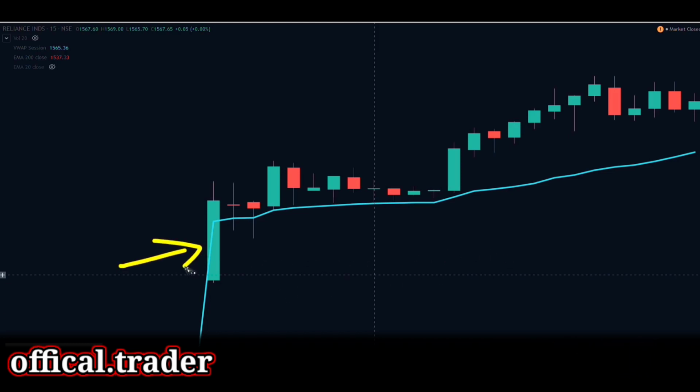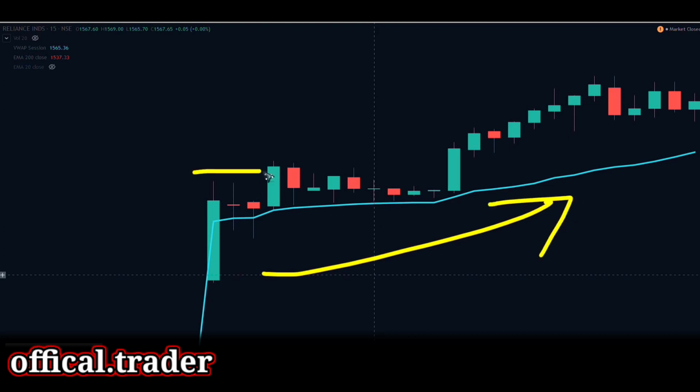Here, the stock opened with a gap up and stayed above the VWAP line before finally making a new high of the day. You could have bought the stock near the VWAP, or you could have simply identified the direction of the trend using the VWAP line and then entered the trade at the breakout. Either way, you could have made a profit.